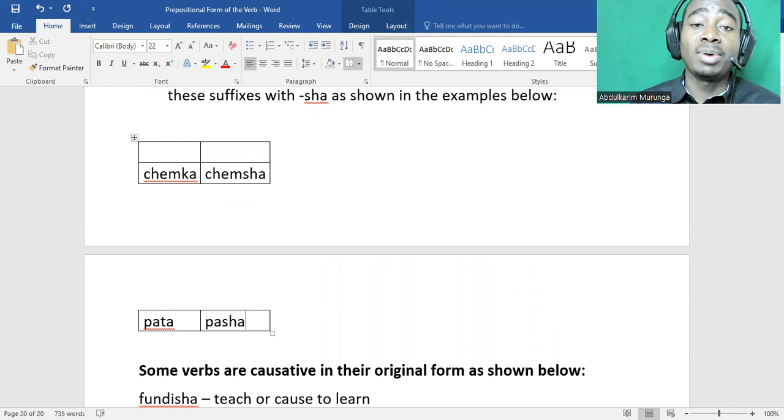So we use this pasha for the news, like to give the news. When someone says nitakupasha, it means I will let you know about the news or about what we just talked about. Nitakupasha. I will tell you. I will let you know. Nipashe. Tell me. Make me know. Nipashe. Sawa?